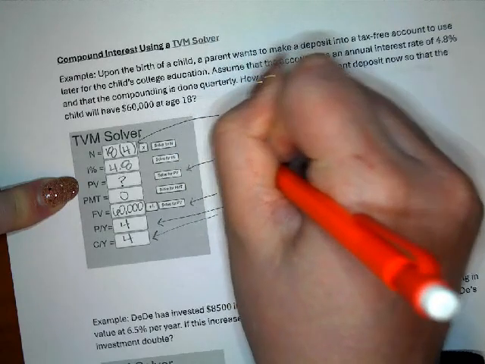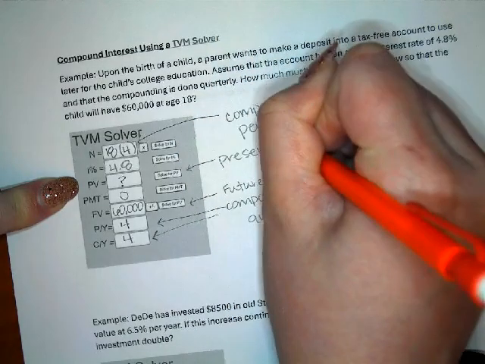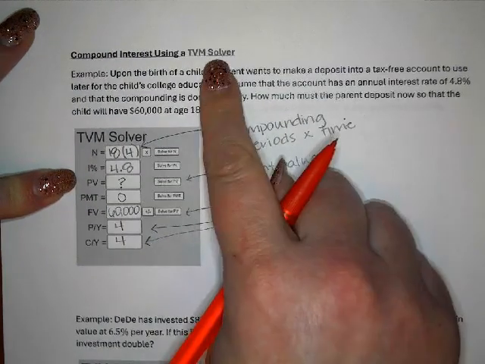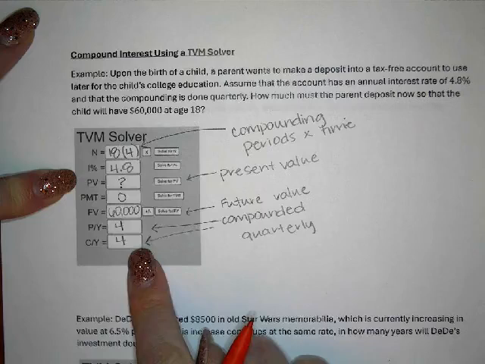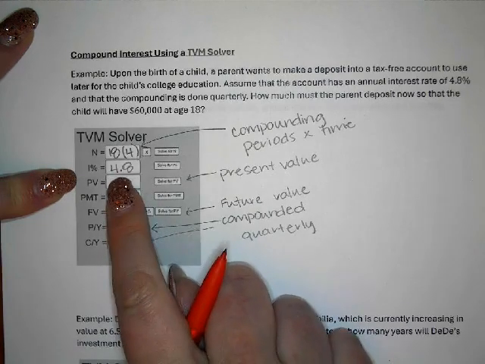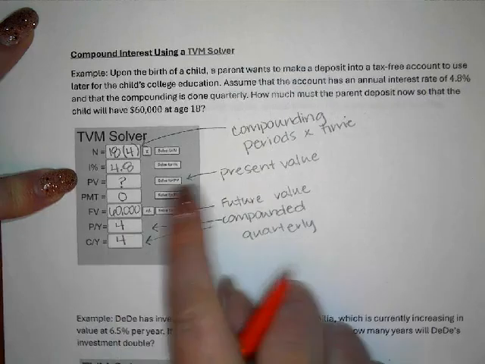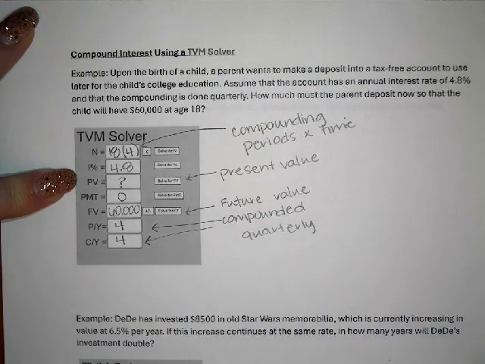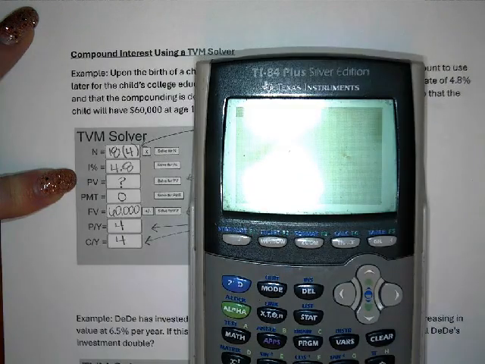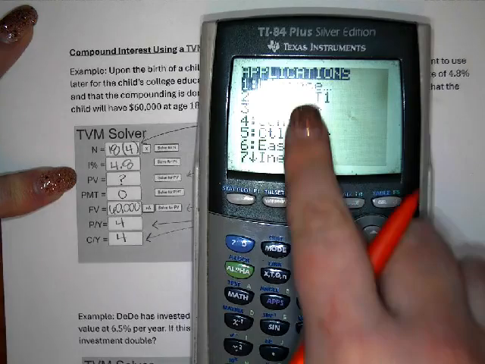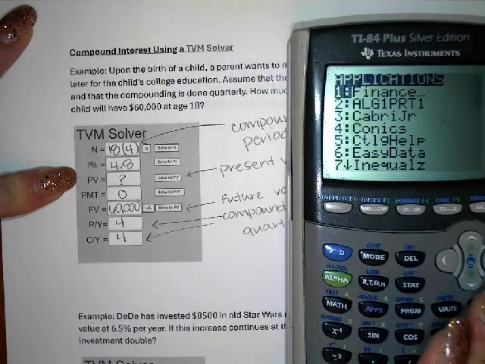Okay, so if you were using this link and you had these numbers plugged in, you wouldn't have put a question mark there. You would have just left this blank. And then when you were done, you would have clicked solve for PV, and then it would pop out the answer. Now, for those of us who have graphing calculators, we're going to hit the app button, and finance is the first one. And it says TVM solver, pretty easy to get to.